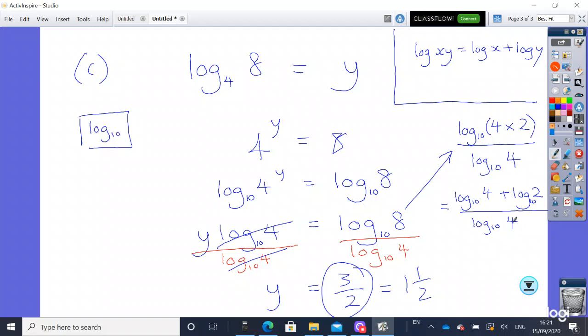So now I'm going to split the fractions. That means log 10 4 over log 10 4, and log 2 over log 10 4 as well. And remember, top and bottom the same is divided by itself, which is 1. And I will get log to the base 10 2 over 4. Let me make that simpler really. So it's just 1 plus log 10 2 over 4.